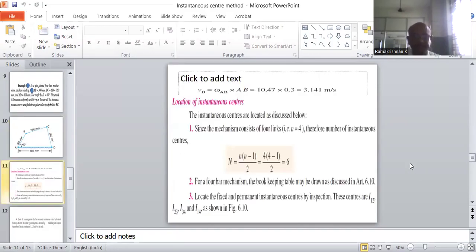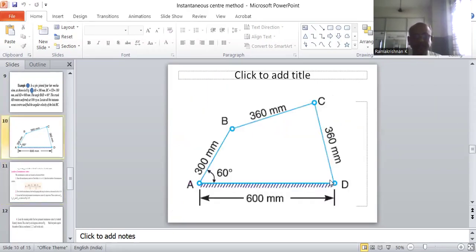The first step is to find the number of instantaneous centers. We know the formula n into n minus 1 divided by 2. There are 6 instantaneous centers for this 4-link mechanism. Now you have to draw the bookkeeping table as shown in the previous session. Write all the possible instantaneous centers and tick mark the instantaneous centers that have been marked on the space diagram.